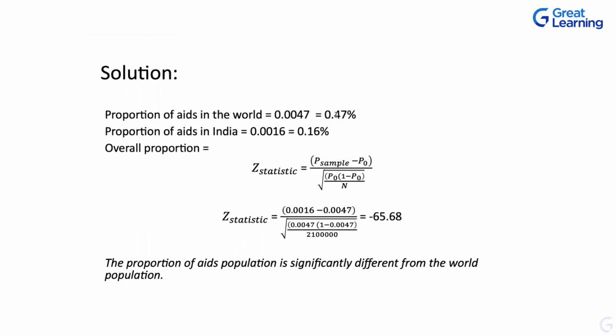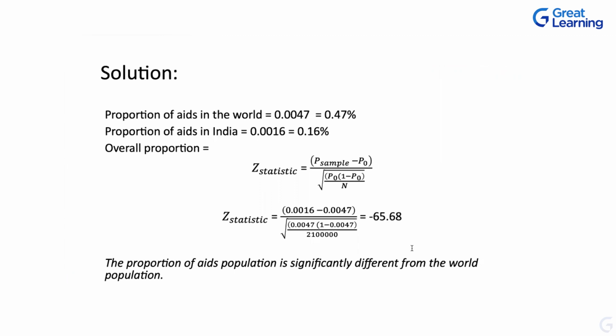So 0.0047 in the world, you calculated the difference. This is 47%. The proportion of AIDS in India is 16%. So you calculate the Z statistic, P sample 0 minus P sample. Oh, okay, this is not the... Sorry, I think the ordering of these slides was different, I suppose.